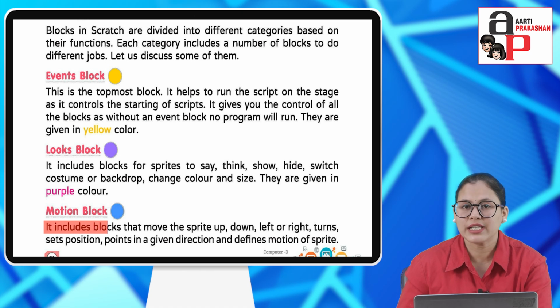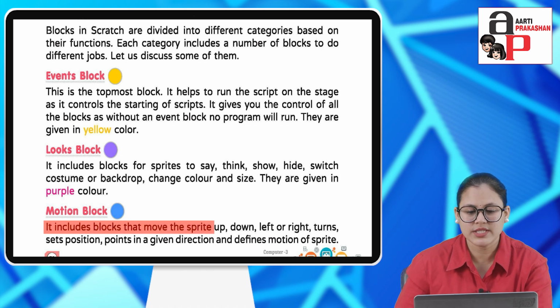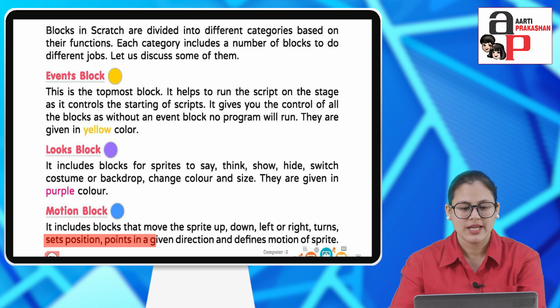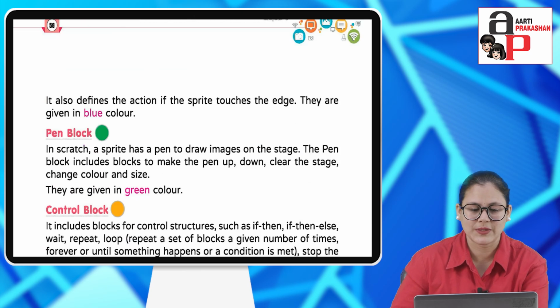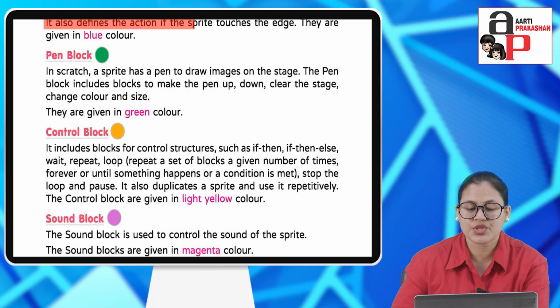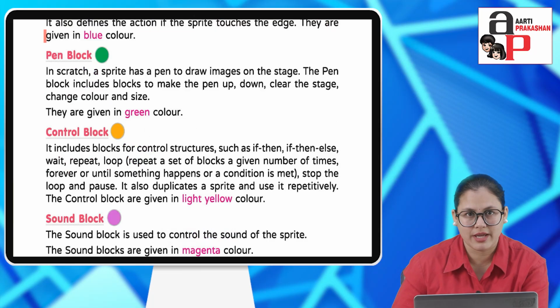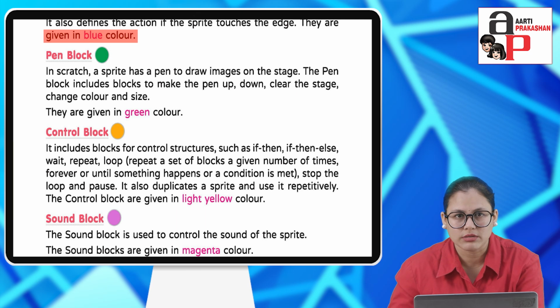Motion block. It includes blocks that move the sprite up, down, left or right, turns, sets positions, points in a given direction and defines motion of sprite. Okay. It also defines the action if the sprite touches the edge. They are given in blue color.